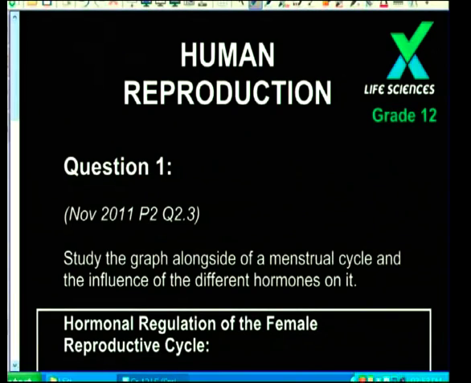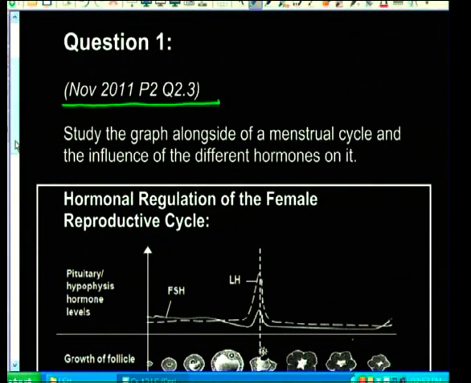Let's get straight into the questions. The first question, question 1, taken from November 2011, paper 2, question 2.3 for your reference. They say study the graph alongside of a menstrual cycle and the influence of different hormones on it. I love this question because this question goes into the depth of the menstrual cycle on one hand and the ovarian cycle on the other hand. They test these two things together alongside each other.